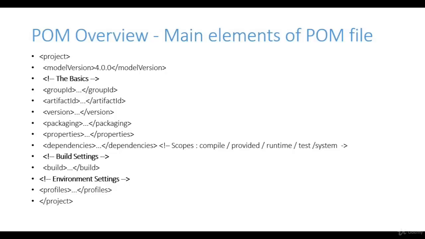Third type of scope is runtime. This scope indicates that the dependency is not required for compilation but is for execution. It is on the runtime and test class paths, but not the compile class paths. Test class paths are used during unit testing, as mentioned earlier.